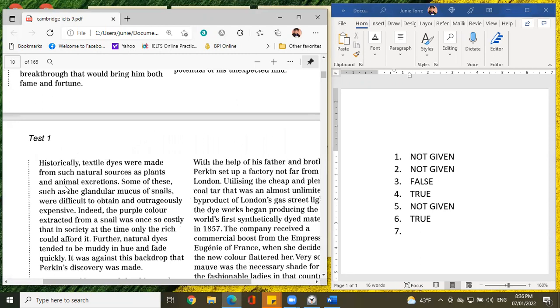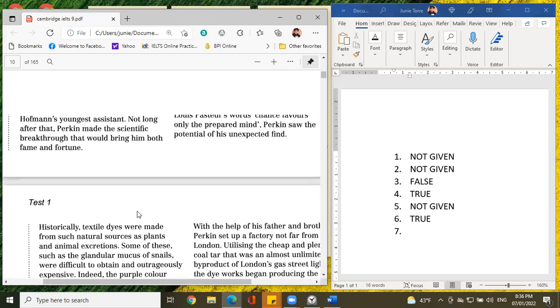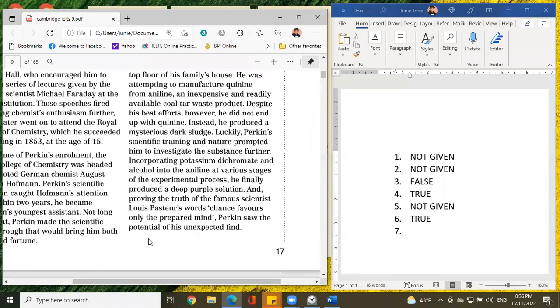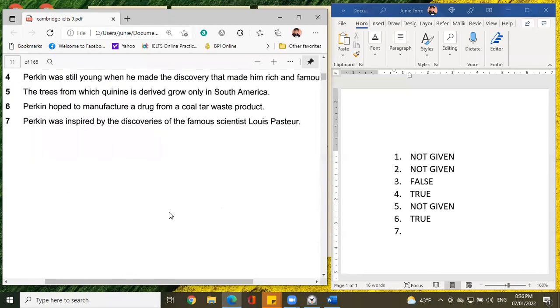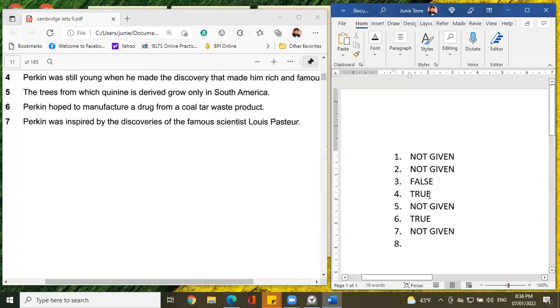And then, there's no more Pasteur there. Not given. They didn't meet. So to me, that's not given. Was inspired by the discoveries of the... No. Not given, guys. Not given. That's the pattern: not given, false, true, not given, true, not given. Huh? There's only one false answer.